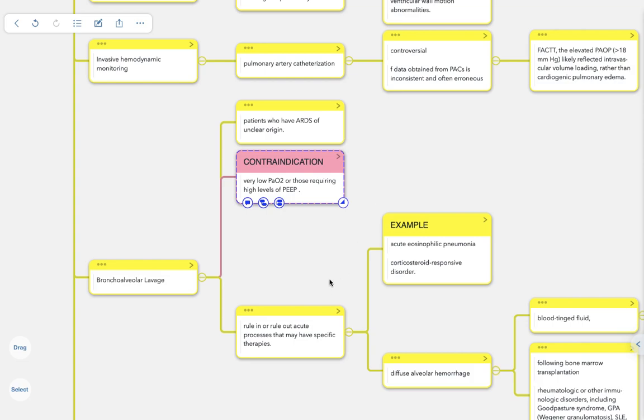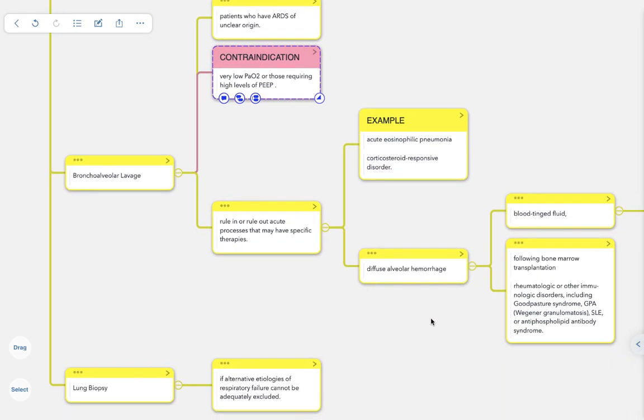But like we said, to rule in or rule out certain conditions which can have a very specific treatment, like in case of acute eosinophilic pneumonia, we said that if the BAL fluid is giving you an eosinophil count of more than 25%, then that means it is acute eosinophilic pneumonia and they have an excellent response to steroids. So that is why it is important.